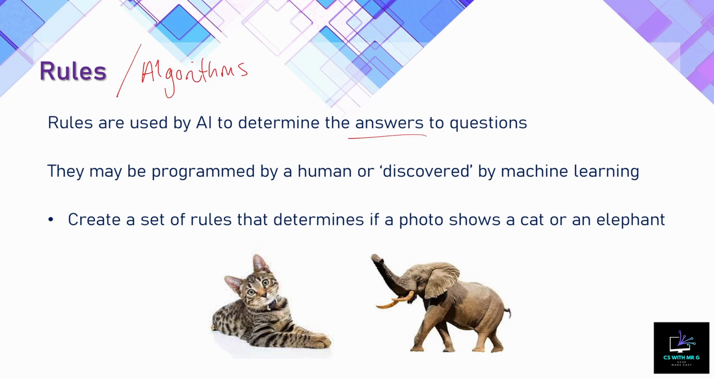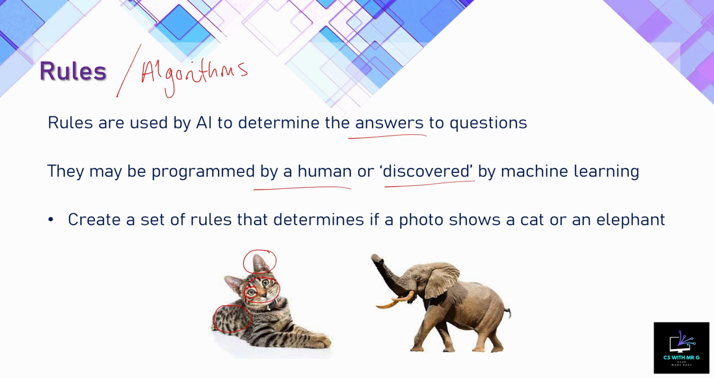Next, we have rules or algorithms, and rules are used in order to answer questions and again solve problems. As I've mentioned, they can be manually programmed by us, or using machine learning, they can discover the answers themselves. A very easy to understand example is giving an AI model a set of rules that determines if a photo shows a cat or an elephant. Obviously, a cat has specific elements such as pointy ears, patterns on its fur, eye shape, facial structure. Now, all of these things we would program into the AI model, give the AI model a photograph, and tell it if it was right or wrong on its decision if it was a cat or not.